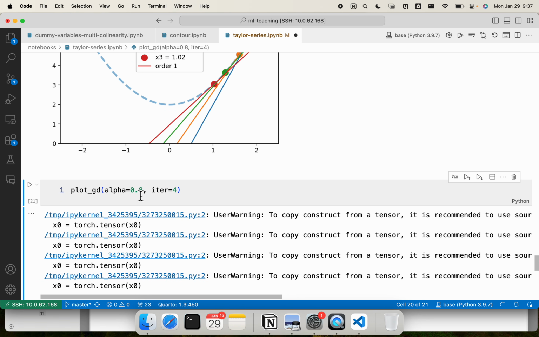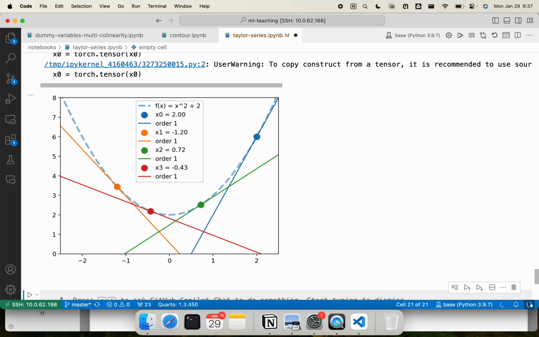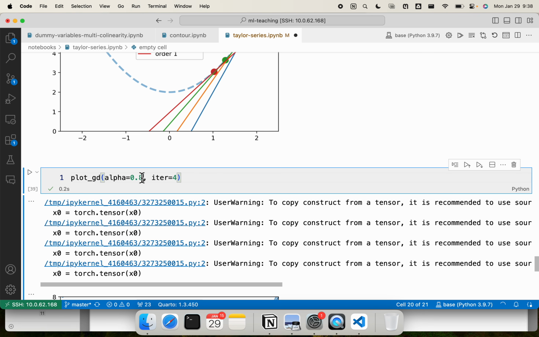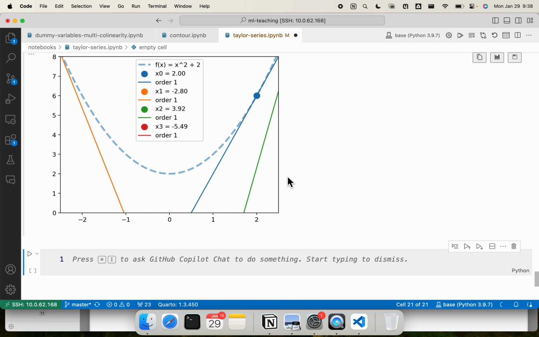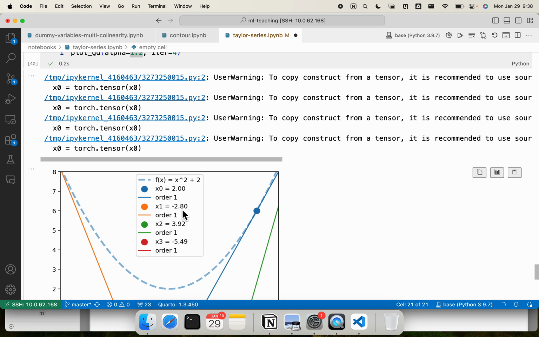If I increase alpha to a very large quantity, in this case 0.8, I went from 2 to minus 1.2 to 0.72 to minus 0.43. So each time I am skipping over the local optima, jumping to the other side, but still overall I am reaching there, because this is still a low enough quantity. If I were to make this even larger, can you see that I have just gone out of the scope of this? From 2 to minus 2.8 to 3.92 to minus 5.49. So in this case I am not converging, I am diverging.